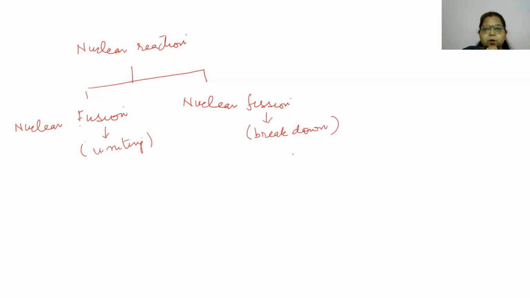How many of you have heard about the Hiroshima and Nagasaki incidents, when the bomb was dropped? Have you heard about the ongoing Russia and Ukraine war? So what are they using? They are using uranium, U-235. And with the help of a neutron, they are breaking it down into barium and krypton and lots of energy, which destroys the cities, right?